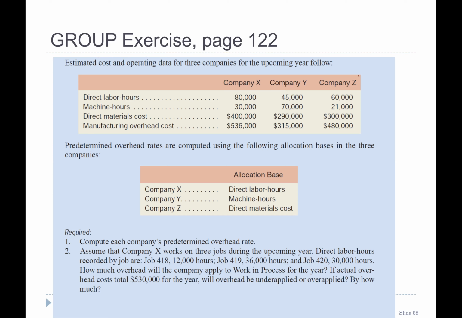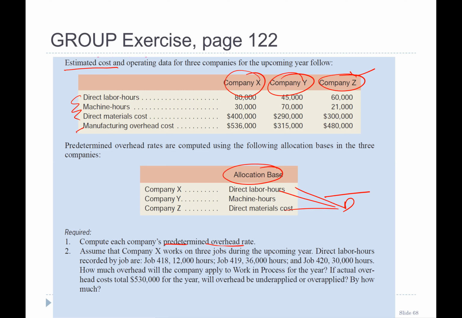So the company's data is given. All the data are based on estimated cost and operating data here. We have three companies, X, Y, and Z. We are given their manufacturing overhead, and they have also given the allocation base. It means while computing the predetermined overhead rate, what should be the denominator? They have given you the option here. Company X used direct labor hours, which is 80,000. For company Y, let me give you the answer here.